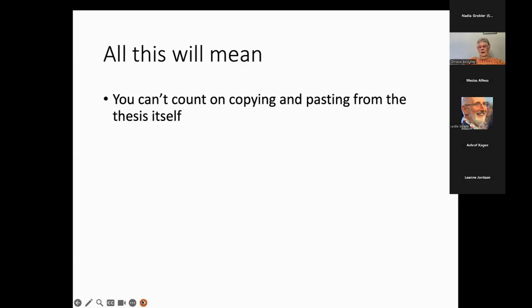All this means, of course, that you can't count on copying and pasting from the thesis itself. In fact, copying and pasting from the thesis itself is often a thing that goes against getting your article published. And I'll talk a bit more about that in a minute. So as a first strategy, I would not copy and paste. What I would do is sit down and write afresh.